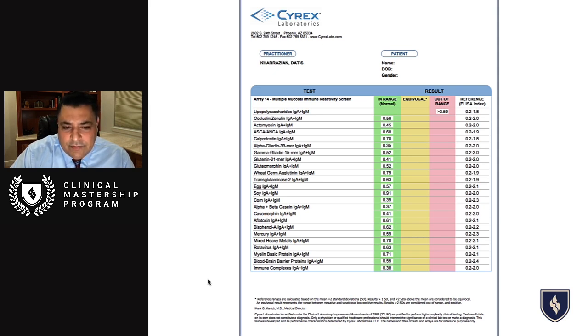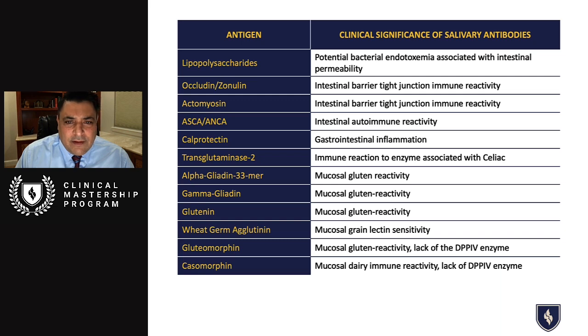Rotaviruses are in there too. Rotavirus is a virus that's been shown to trigger celiac disease. And then there are some antibodies to myelin basic protein, blood-brain barrier proteins, and immune complexes, which is another way of looking at general proteins where there's any degree of immune reactivity. Now, if you're doing saliva testing in your office already, like adrenal profiles, this is a really good test to add in as an evaluation.